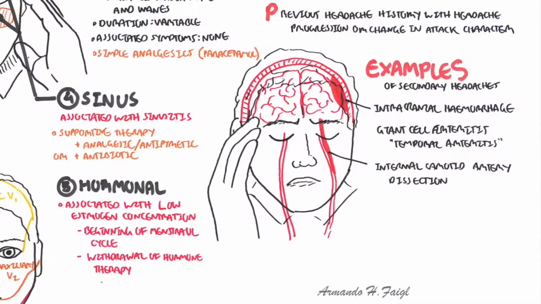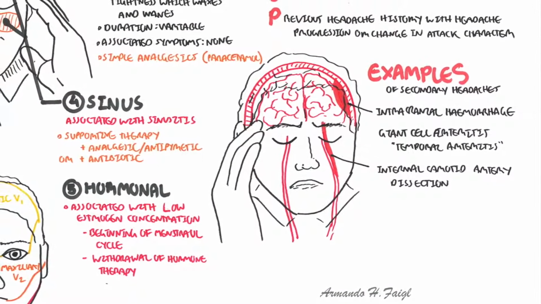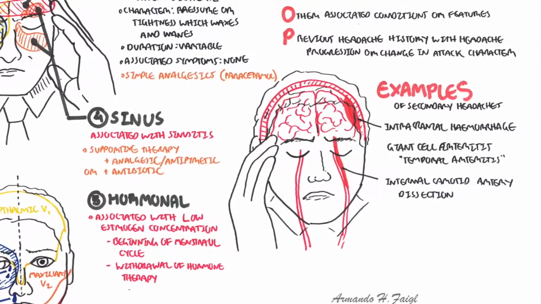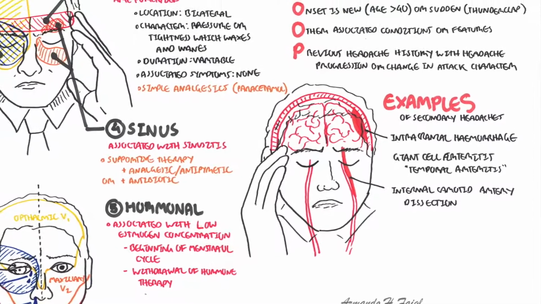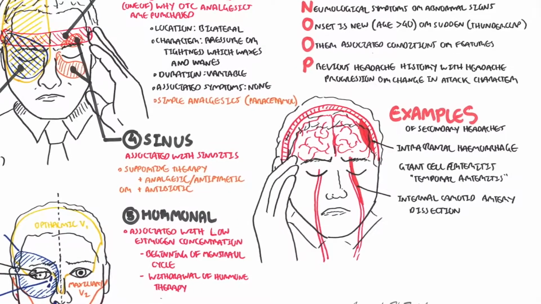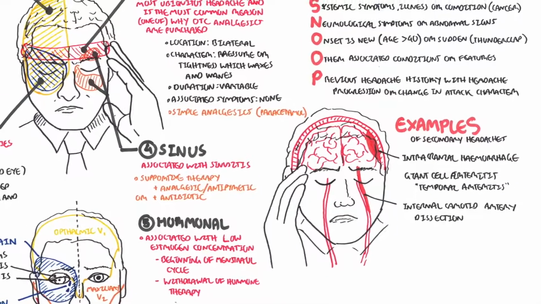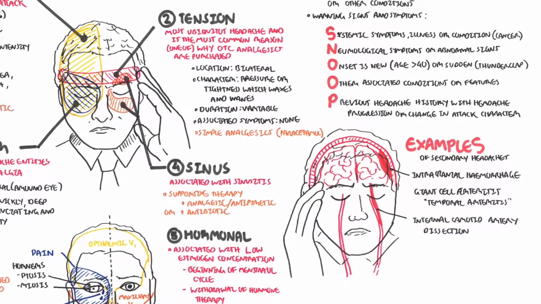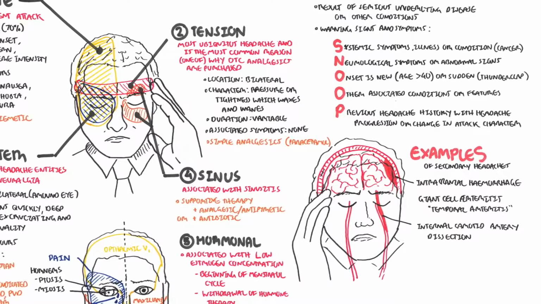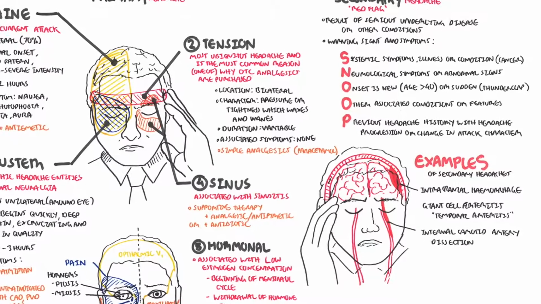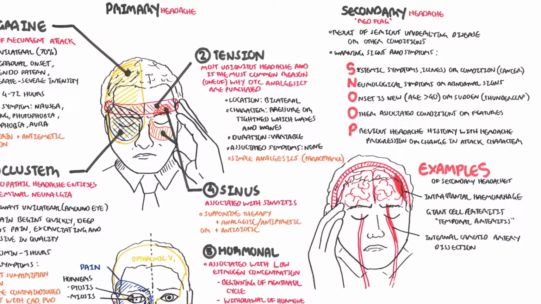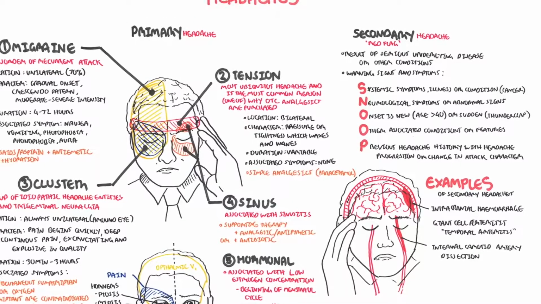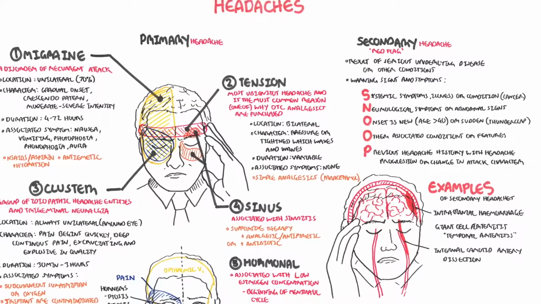So in summary, we looked at headaches, which can be primary or secondary. Primary include migraine, tension, cluster, sinus, and hormonal, and secondary are your dangerous ones. It's a result of an underlying condition that is more serious. And we can pick this up with the acronym SNOOP, which helps us identify if it's more serious or not.